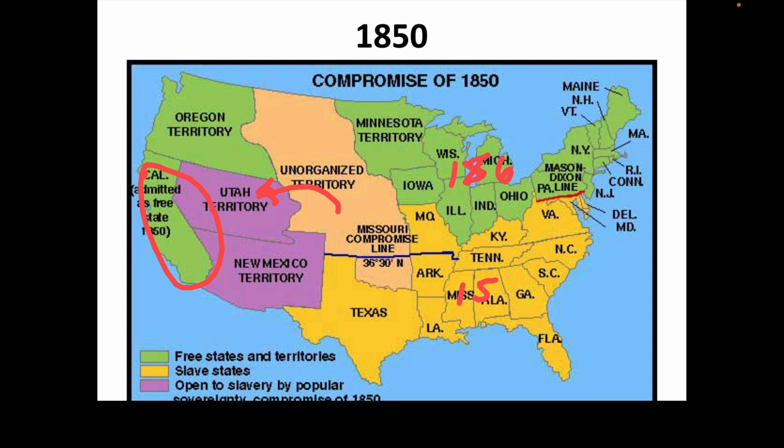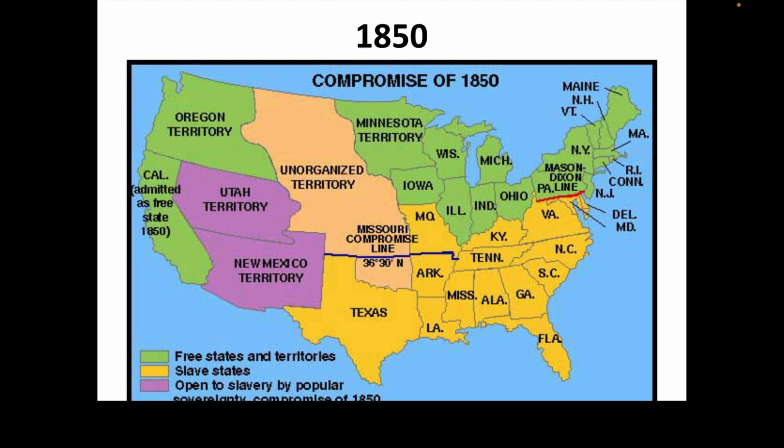Part of that compromise was that they allowed for popular sovereignty in these new territories of Utah and New Mexico. Remember, they did a little bit as far as banning the slave trade in Washington, D.C., enforcing a Fugitive Slave Act, a few things like that. But this kind of helped keep the peace for a few years. The problem is that peace does not last for very long.